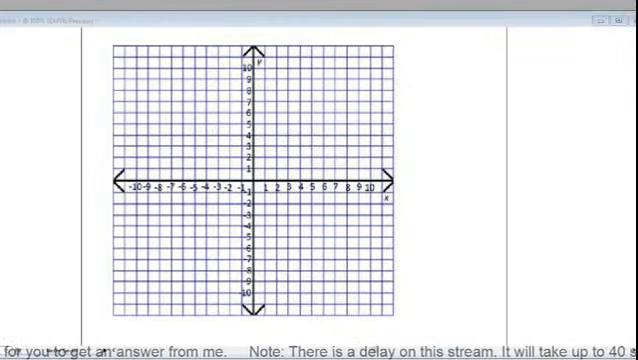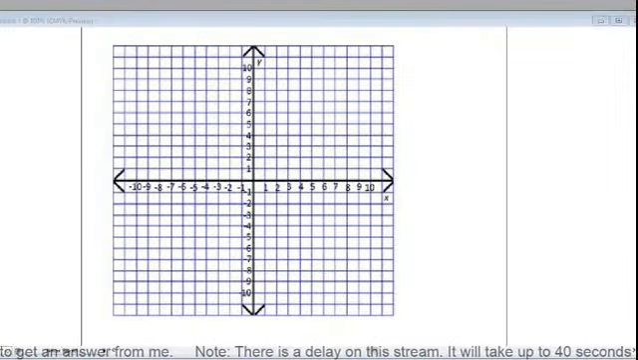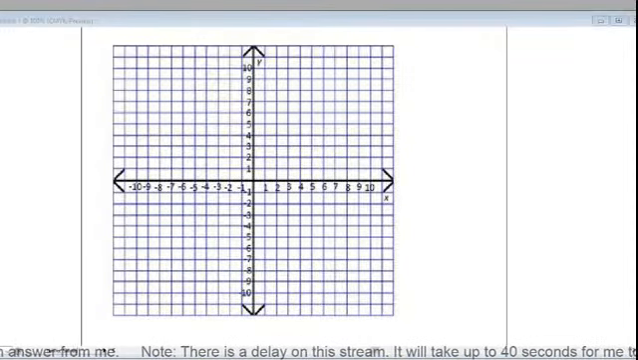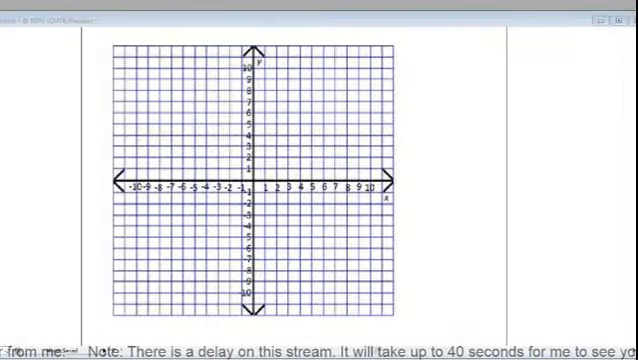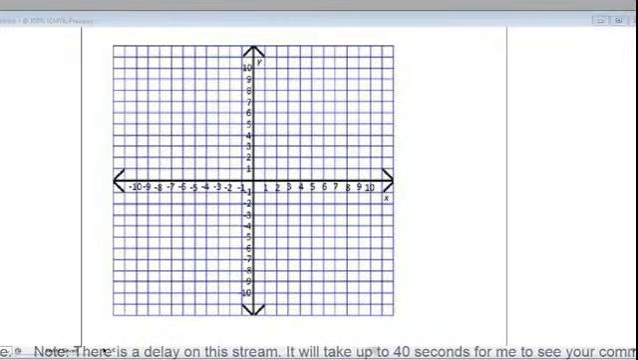Also, I sent out grades yesterday, and hopefully everybody got those and was looking at them and whatnot. Again, if you have any questions about your grade, just let me know.